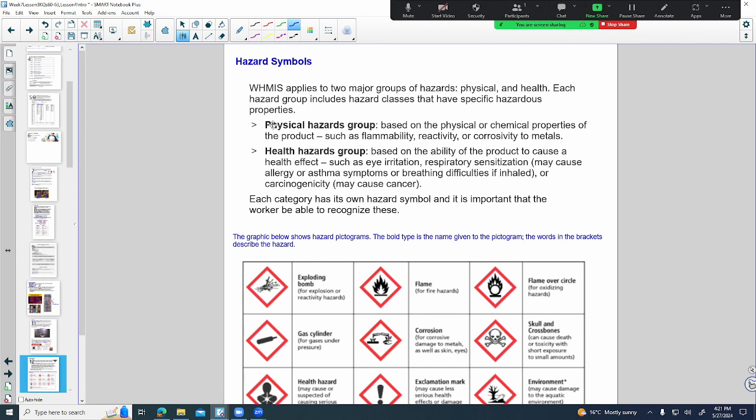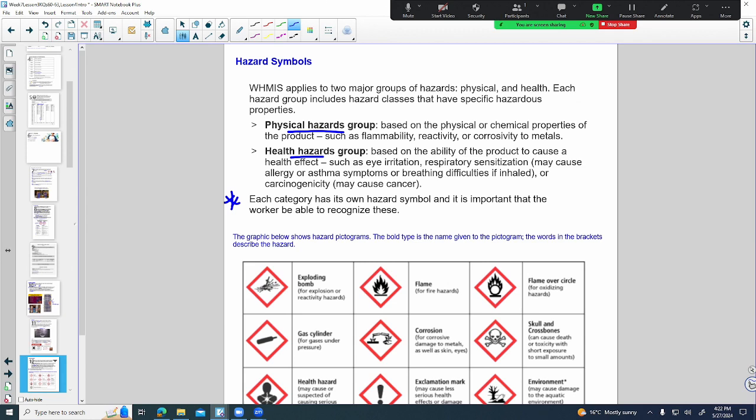So WHMIS applies to two major groups of hazards, physical and health. Each hazard group includes hazard classes that have specific hazardous properties. So physical hazardous groups, we talked about with some of these. It could be flammability, reactivity, or corrosivity to metals. And then the health hazard groups is based on the ability of the product to cause a health effect. So it could be an eye irritation, it could be respiratory sensitization, might cause allergy or asthma symptoms, or breathing difficulties if you inhale it, or carcinogenicity, that means it may cause cancer. So each category has its own hazard symbol, and it is important that the worker be able to recognize these.